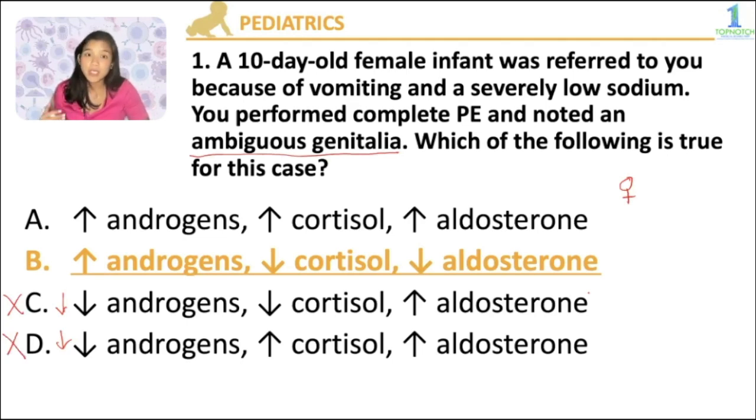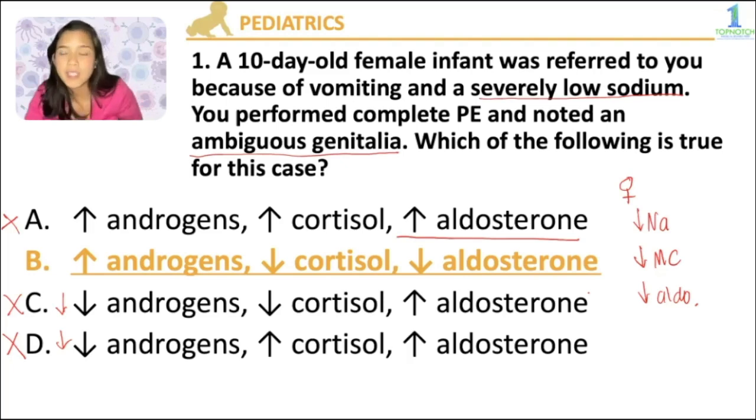Now, what is our next clue? The patient has a severely low sodium. Now, what do we know is really important in the reabsorption of sodium, especially in your kidneys? That's your mineralocorticoids, the most important of which is your aldosterone. So therefore, if mababa ang sodium, it also means mababa ang mineralocorticoid activity, mababa si aldosterone. So therefore, we should eliminate letter A, which says na mataas ang aldosterone. So we're left with letter B, which is the correct answer.